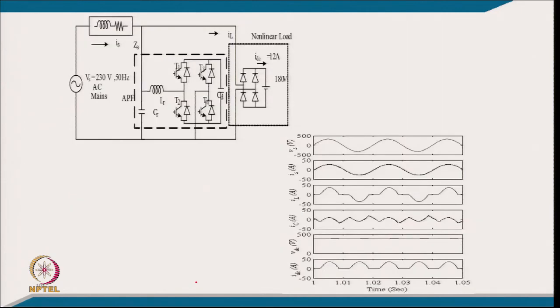So, this is typically the load now. It is a voltage load because after the diode rectifier we are putting a battery which is charging from this AC source, and this is the shunt active filter.